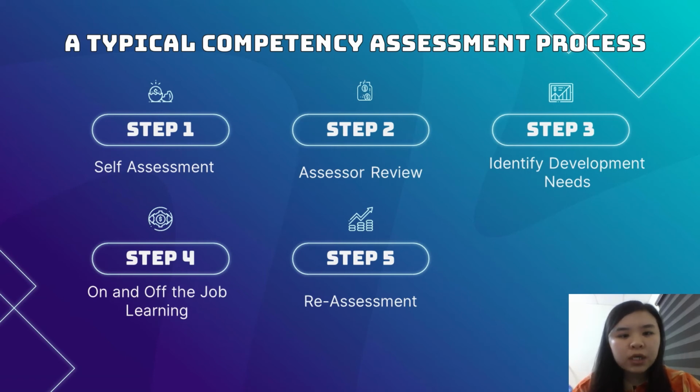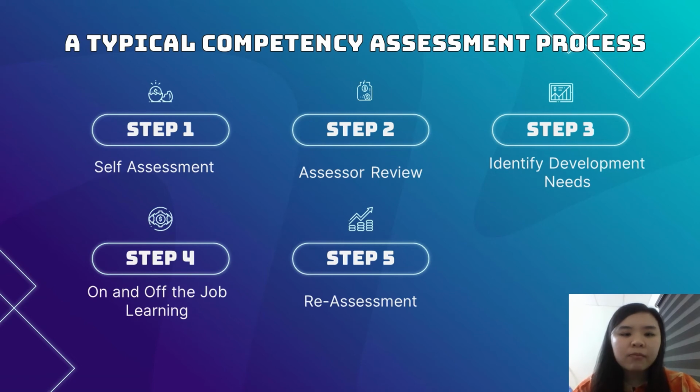In step 3, an assessment will identify the areas where a person is already competent and the areas in which they need development. Using this information, a development plan can be created. Step 4. A good approach to a person's development plan is to include a mix of on-the-job and off-the-job learning.